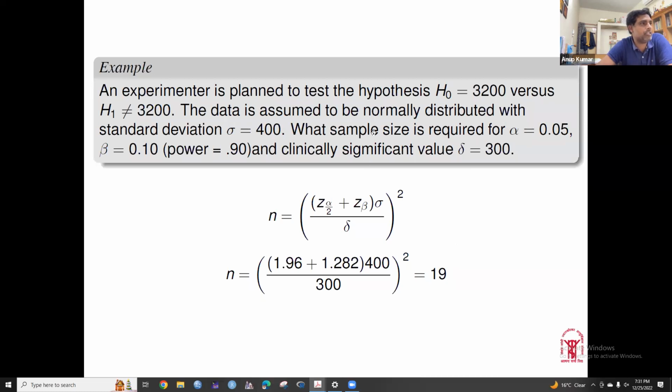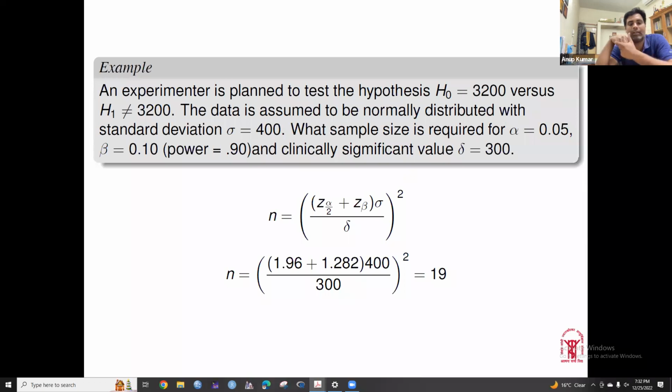So when you go to a statistician, he will ask you for all these values, and the most important value which he will ask you for is this delta, this clinically significant difference. Okay. And another value which he will ask you is the sigma. What is the standard deviation? In the unit you are measuring, how much is the standard deviation? Most of the time you do not have the answer for these two.